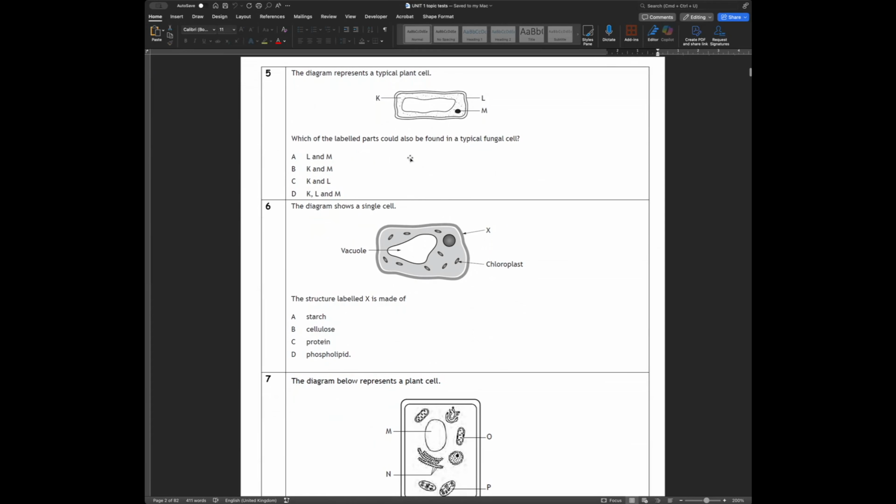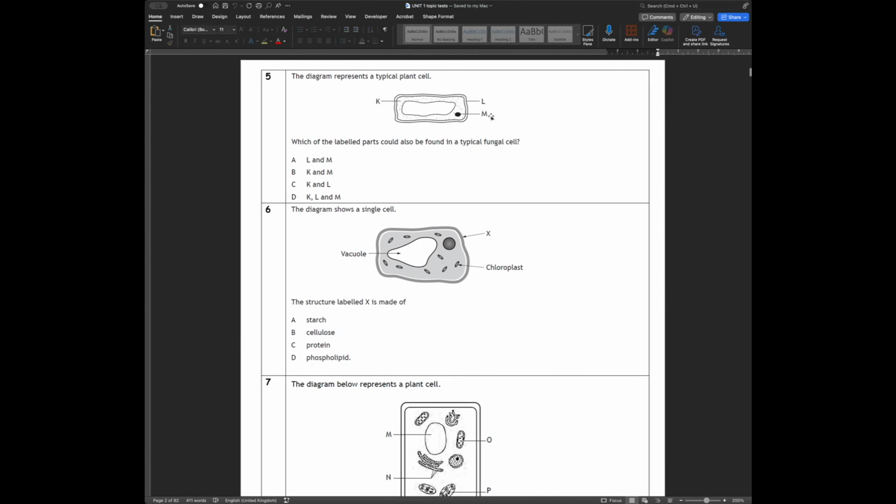We've got a diagram represents a typical plant cell, which of the labelled parts could also be found in a fungal cell. So K is pointing to the cytoplasm. We also find that in a fungal cell. L is pointing to the cell wall. We also find that in a fungal cell. And M is pointing to the nucleus. We also find that in a fungal cell. So the answer there is going to be D, K, L, and M.